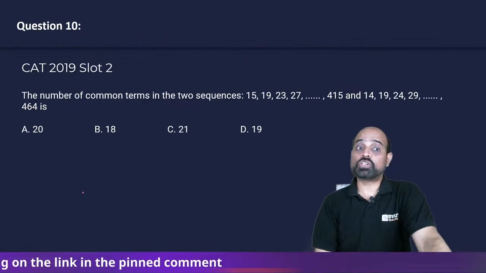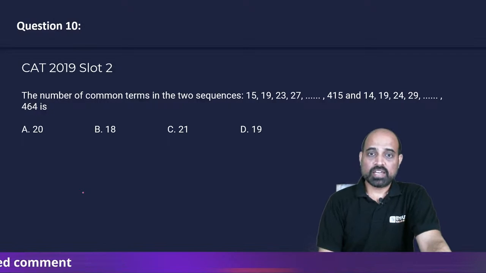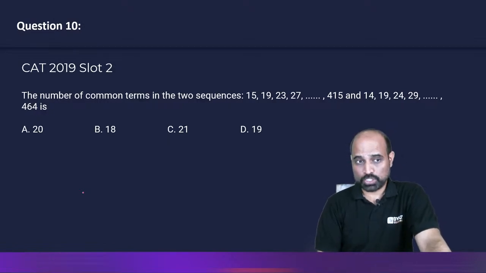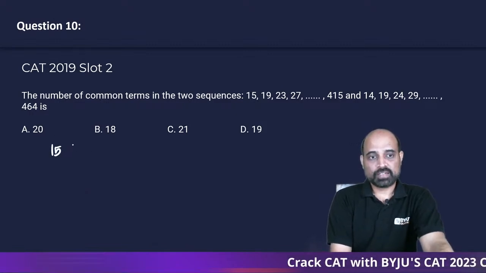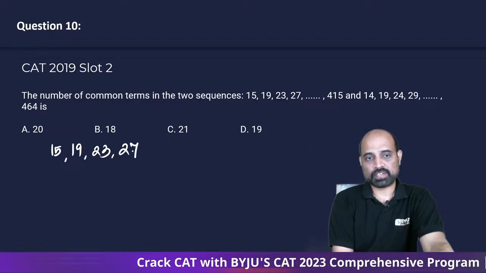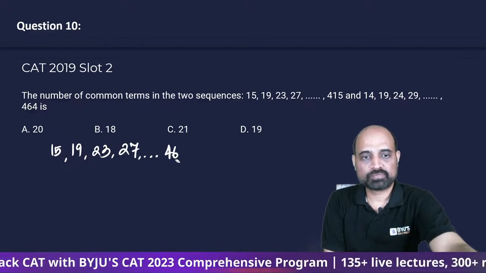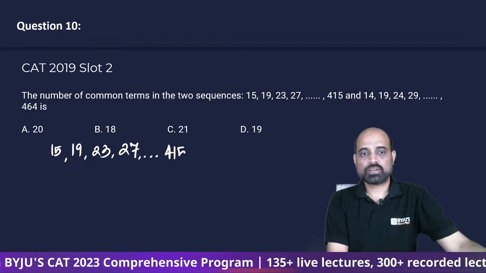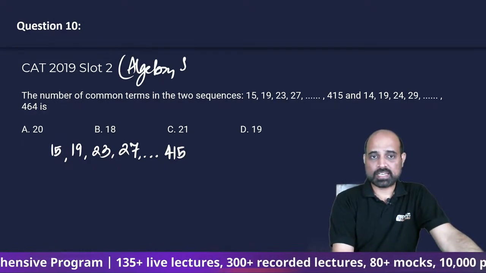Next question, 2019 का slot 2. So this is like 4 years ago. The number of common terms in these two sequences is going to be which one? So we have 15, 19, 23, 27 and so on. And the last one is 415. Okay? This is a question from algebra and sequences and series, right?